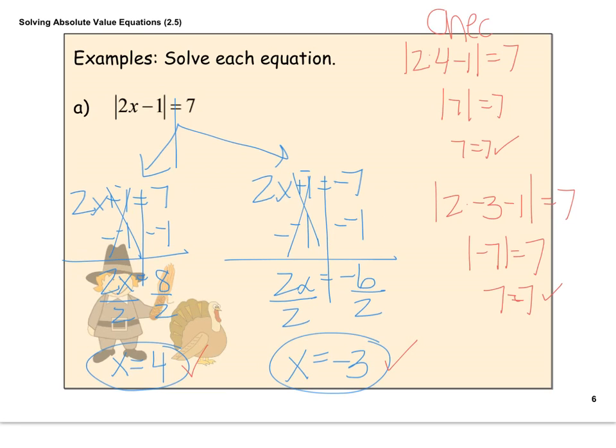So again, what's in red here are my checks. I'm checking to see, do those two answers work? Your choice if you want to do it on the homework. I wanted to do it on this example to show you that both of these numbers make this equation true. Because we get to this point here where the inside is a positive 7, inside is a -7. So again, we don't know which one it is, so we have to assume both of these to be true.